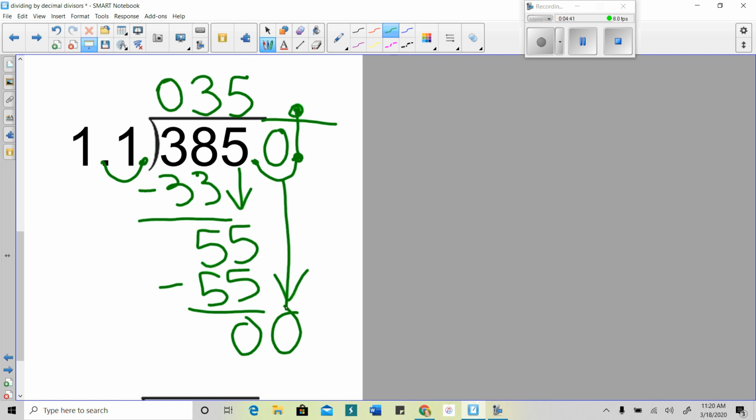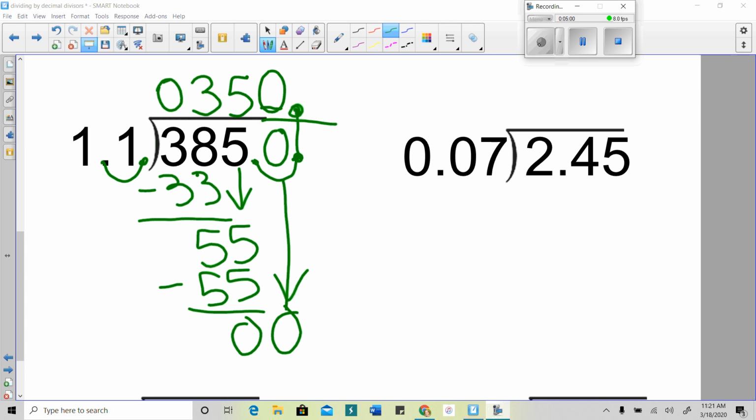However, if I have an empty spot right there up above my dividend, I have to have a number in the quotient as well. So the answer is not 35. 11 would go into 0 0 times. So the answer is actually going to be 350. So let's set up for the next problem.